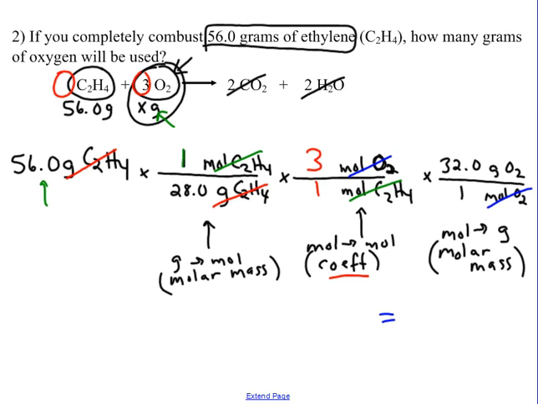Anything in the top, in the numerator of all these fractions, you will multiply by. So go ahead and you can multiply by 56 times 1 times 3 times 32. Hit the equals button, and you'll divide by everything that's in the denominator. Well, the only number that's in the denominator that we really have to divide by is 28.0. Your final answer should be rounded to 3 sig figs because that's the number of sig figs we started with in 56.0. And you should get a final answer of 192 grams of O2.